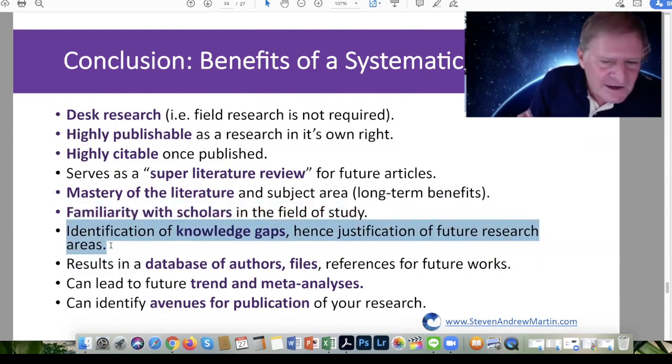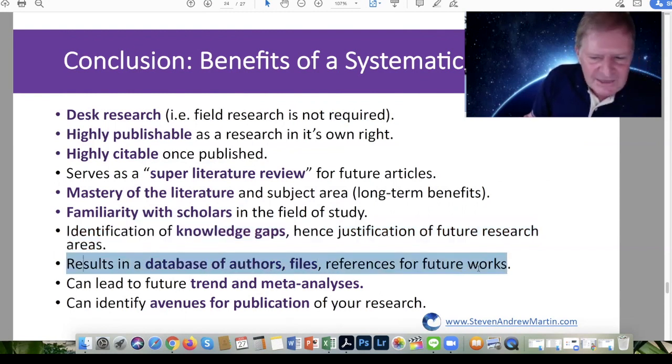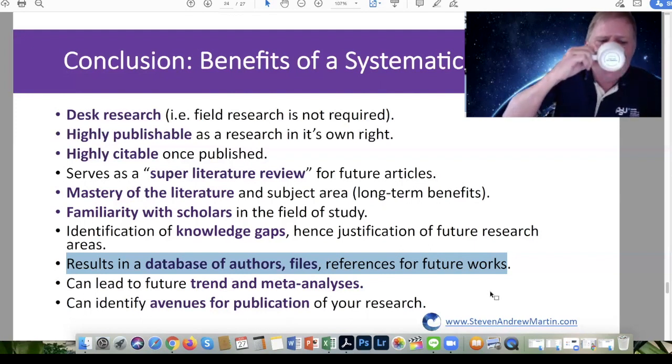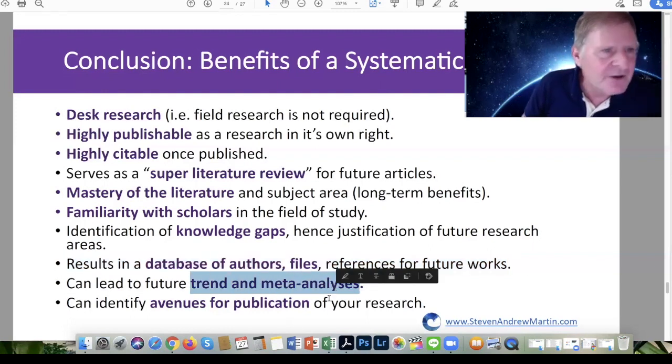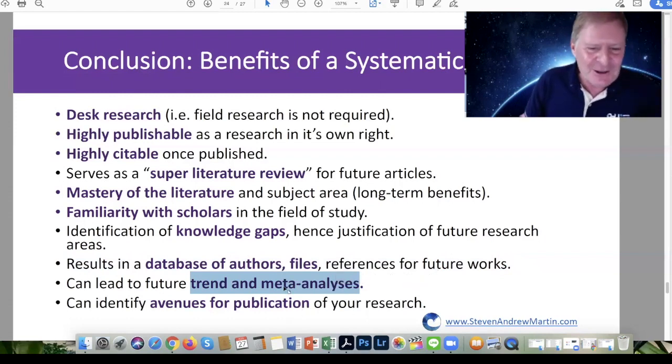You identify the knowledge gaps, and then that justifies your future research. You have to think that you've created a database. So you do this paper, you get it published, but then you've got this database that's so useful for the future, right? So for example, you might go on and do a trend or a super systematic analysis, what they call a meta-analysis, right?